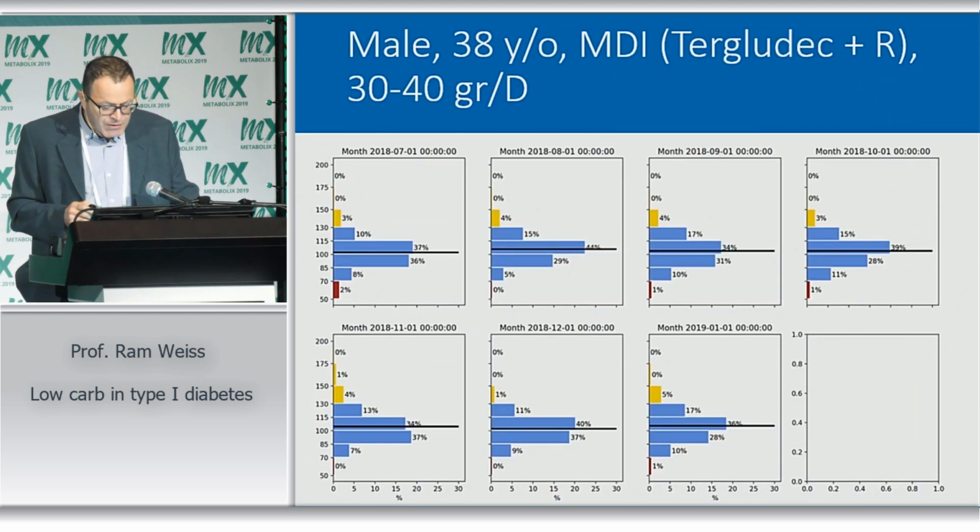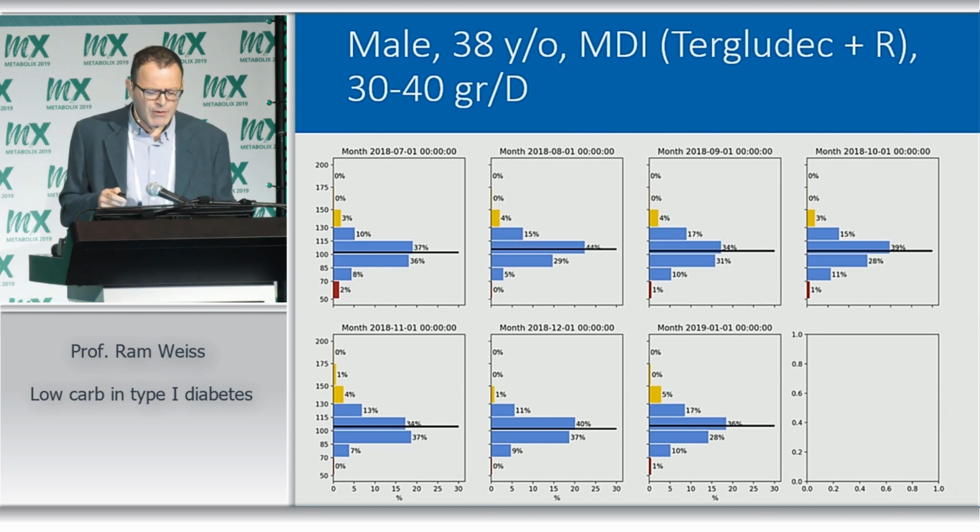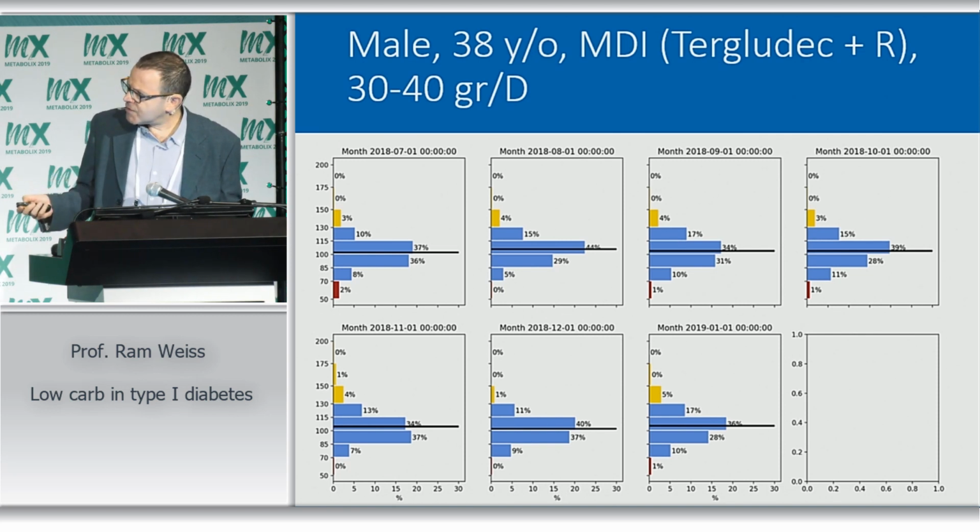This is another patient. This is another way to look at this data. This is a 38-year-old male, again on multiple daily injections, not on a pump, uses Tresiba and regular insulin, eats about 30 to 40 grams a day. He's much bigger than the previous patient. This is 6 months of data, 7 months actually, and he doesn't allow himself to cross over 130. He defines 130 as hyperglycemia.